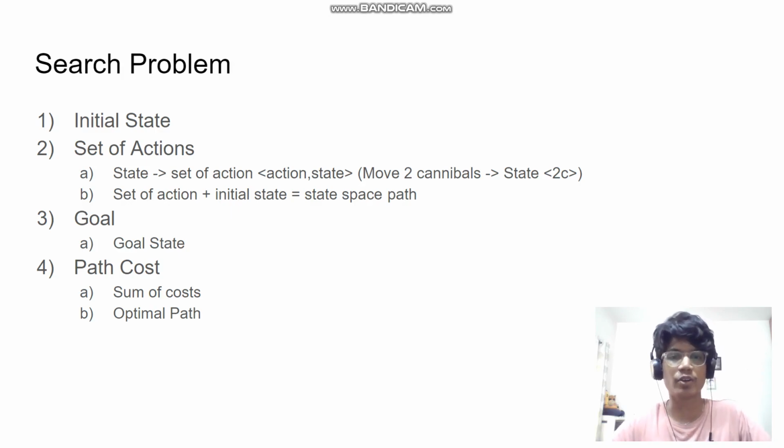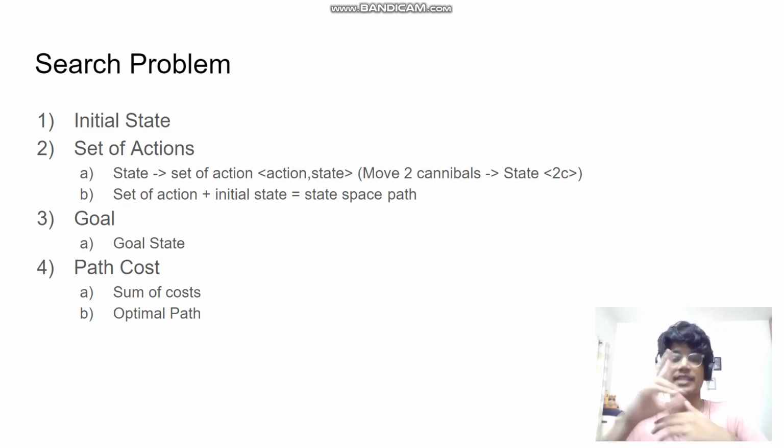Number 3, our goal state. As the name suggests, the goal state is that all cannibals and missionaries have reached the other side of the riverbank. And finally, we move on to path cost. Path cost is the time or effort taken to reach the goal state in the most optimal way. It is what we are looking for in this specific toy problem.